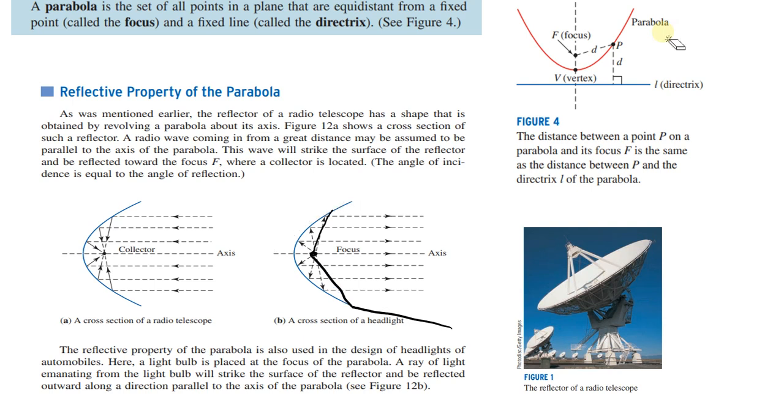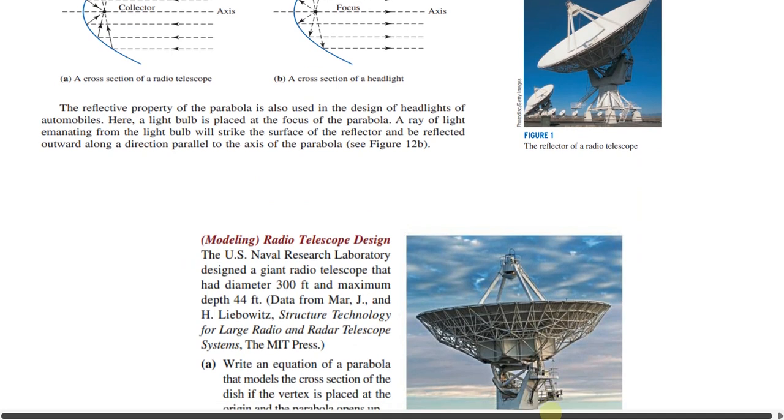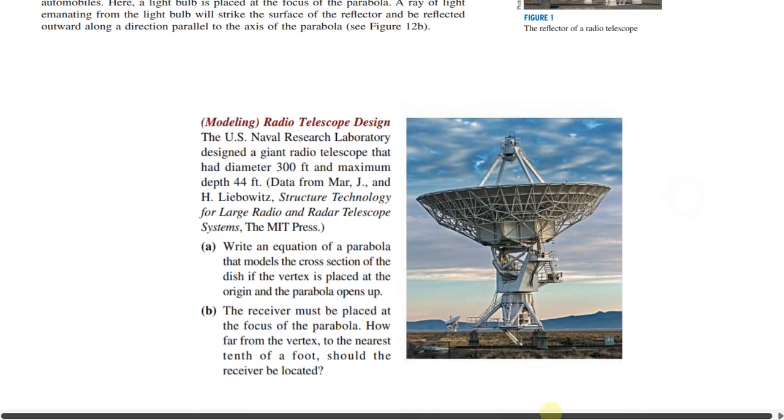So all of these rays will collect at a point called the focal point, or the focus. A good example of this is a radio telescope that is the shape of a parabola. Now, an application that we will actually solve. By the time we get through this lecture, we will be able to solve this problem.